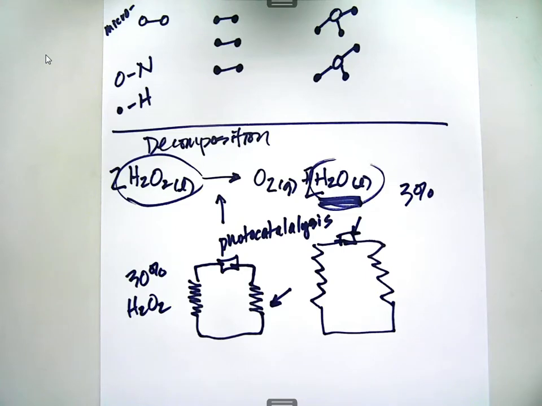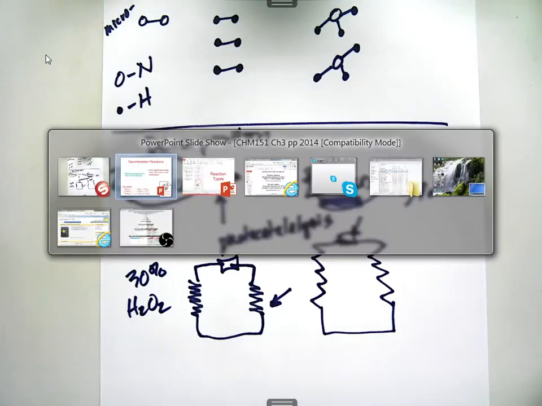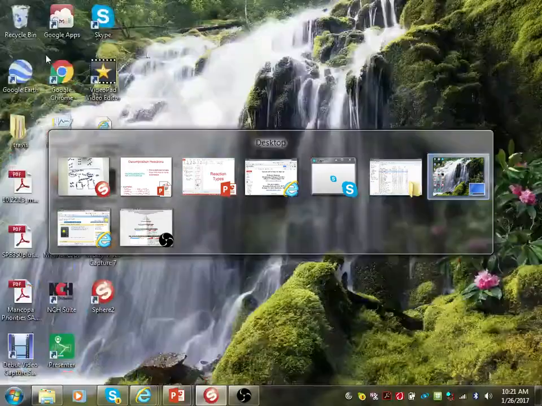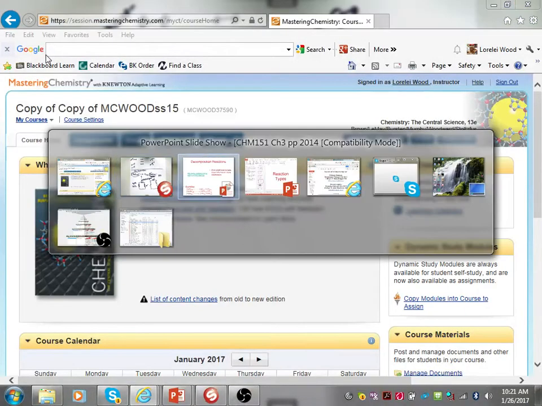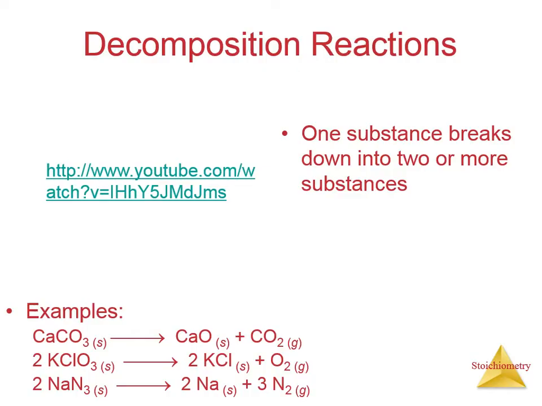If we look at other reactions, the first one is calcium carbonate. Here, you look at the calcium carbonate. Solid. That's just shells from sea animals. You take shells from sea animals, they can break down into calcium oxide and carbon dioxide gas.